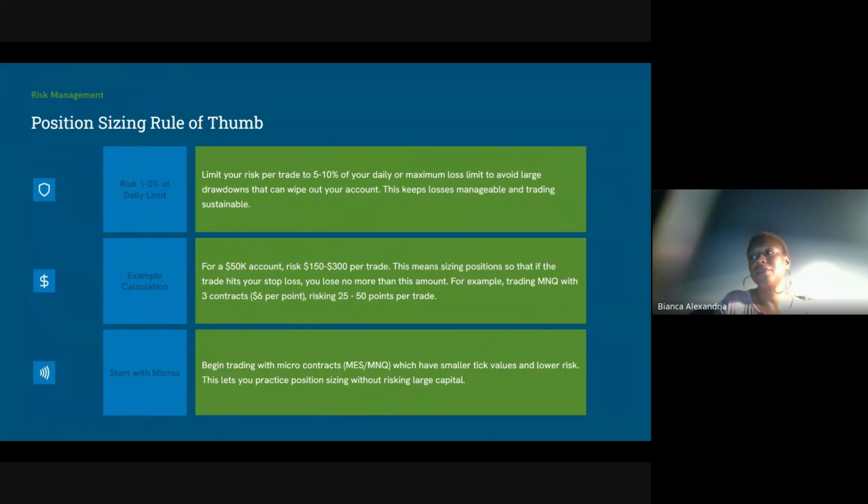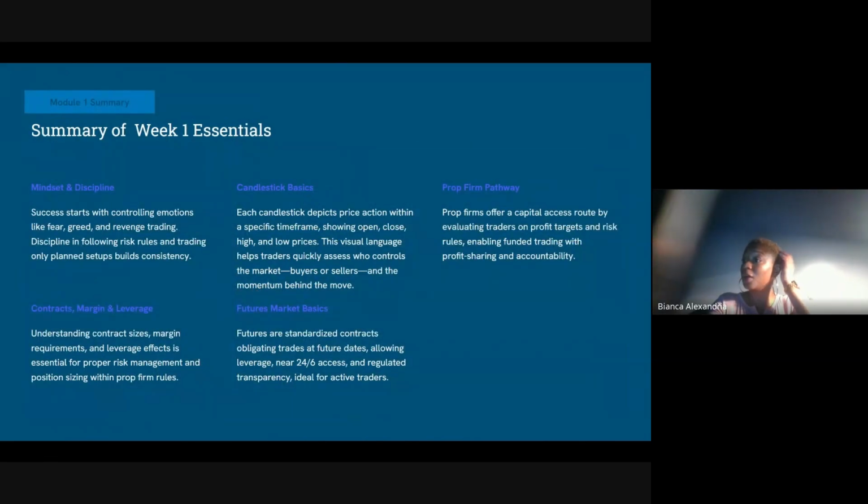All righty, and I definitely encourage you to start with micros. I probably would never stop trading micros. I just don't see the benefit. I'm able to scale in and out of positions much quicker. And then here is a summary of what we just discussed with mindset, discipline, candlestick basics, prop firm pathway, as well as contracts, margin, and leverage, and then some more basics about futures.